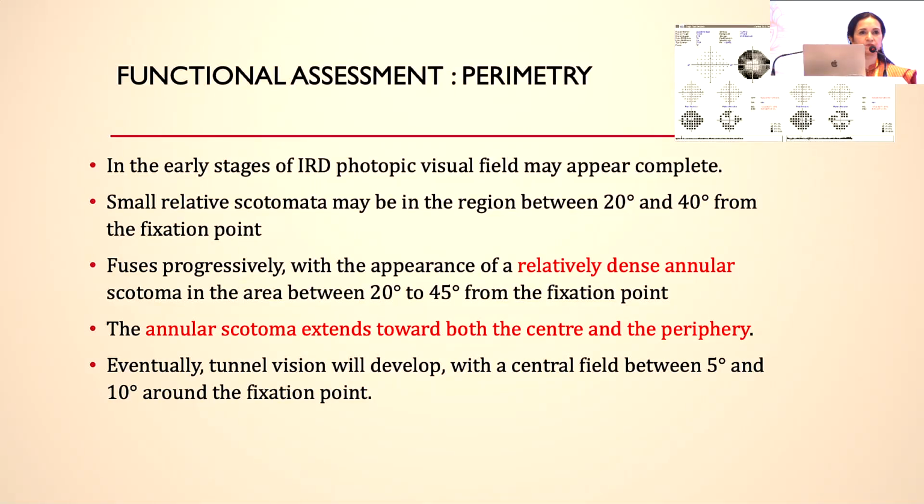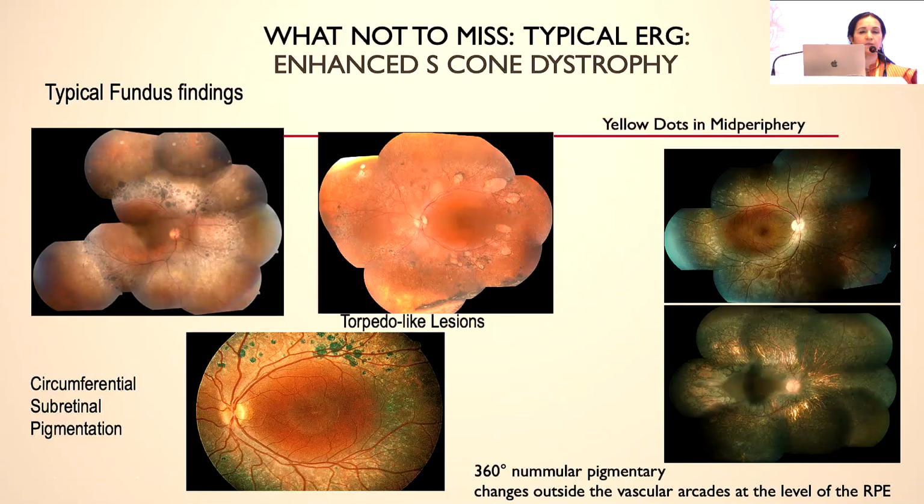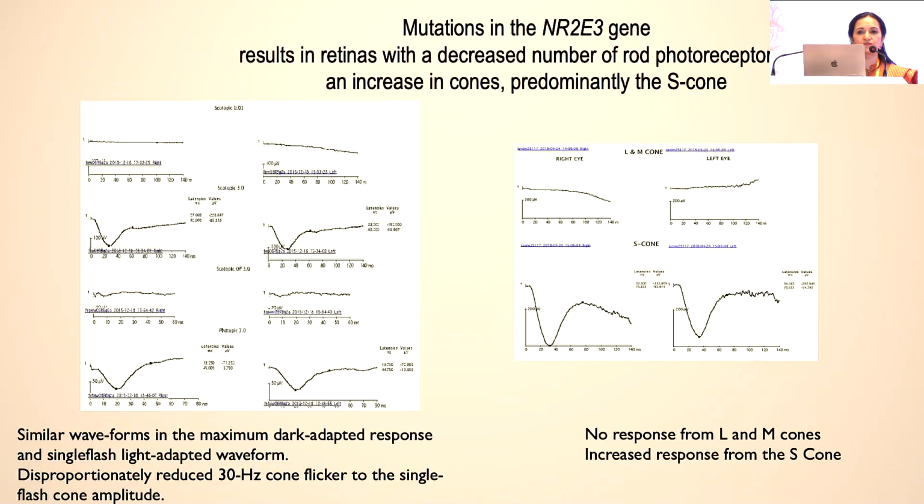Perimetry is another form of functional assessment, and most importantly, of course, is electrophysiology. But a couple of things you must keep in mind is the diagnosis of enhanced S-cone dystrophy. If you see an ERG like this, which has a similar waveform in photopic as well as scotopic readings, it could be because of enhanced S-cone, and a single gene, NR2E3, could be responsible for this type of phenotype. So without doing genetic testing, this ERG is diagnostic.